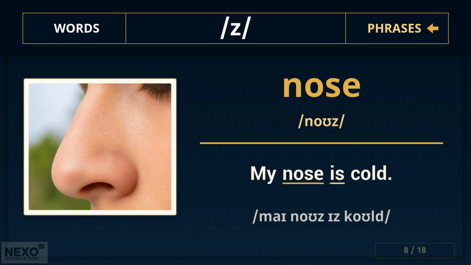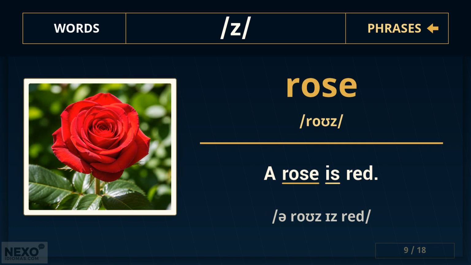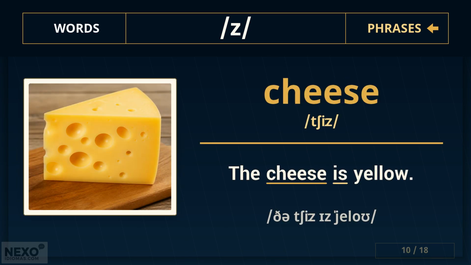Nose. My nose is cold. Rose. A rose is red. Cheese. The cheese is yellow.